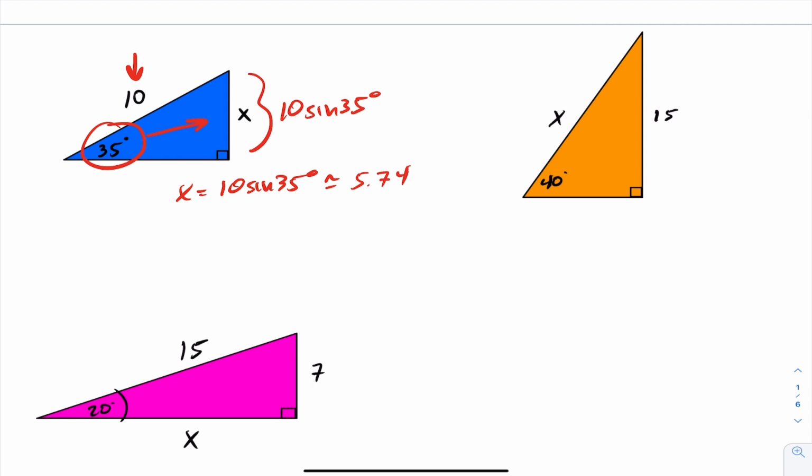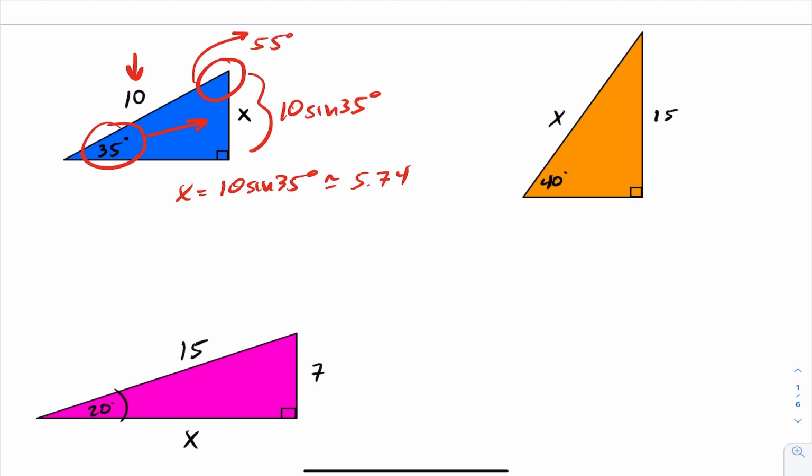Now, the reason I was saying that you pick the angle that you want to work with is that we actually could have worked with this angle right here. It's not labeled, but I know that the sum of the interior angles of a triangle must add up to 180. So for this to add up to 180, this measure here must be 55 degrees.